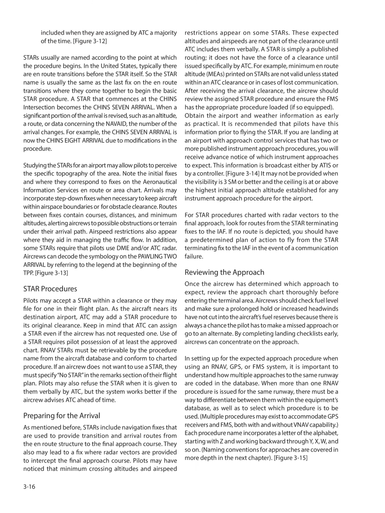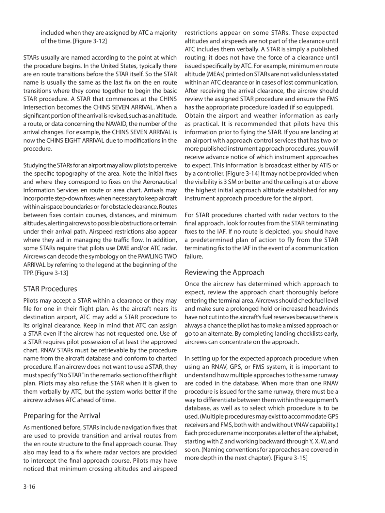Figure 312. STARs usually are named according to the point at which the procedure begins. In the United States, typically there are en route transitions before the STAR itself. So the STAR name is usually the same as the last fix on the en route transitions where they come together to begin the basic STAR procedure. A STAR that commences at the Chinns intersection becomes the Chinns 7 arrival. When a significant portion of the arrival is revised, such as an altitude, a route, or data concerning the navaid, the number of the arrival changes. For example, the Chinns 7 arrival is now the Chinns 8 arrival due to modifications in the procedure.